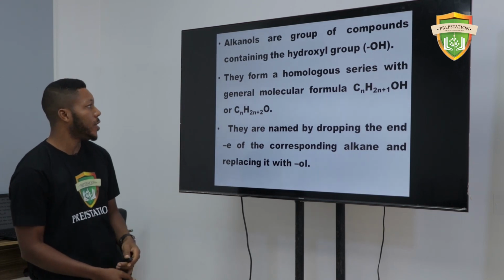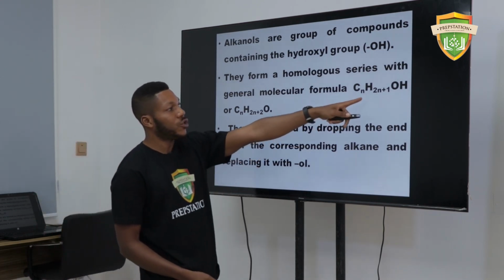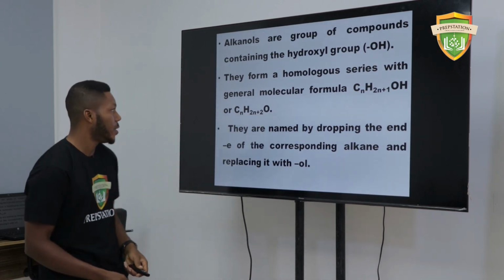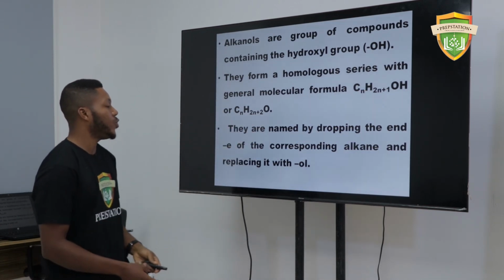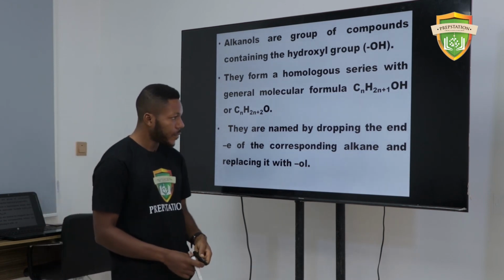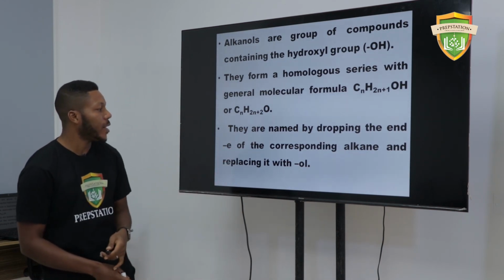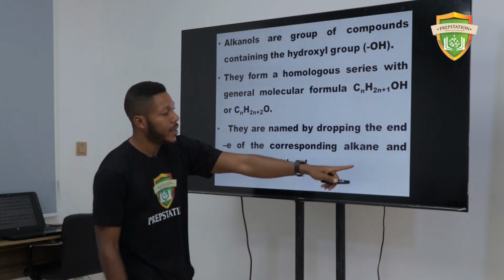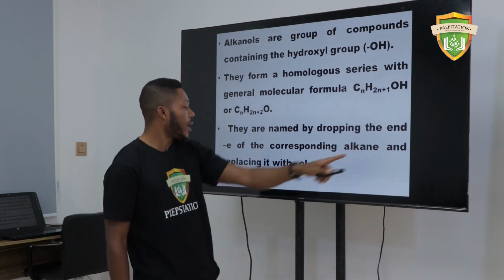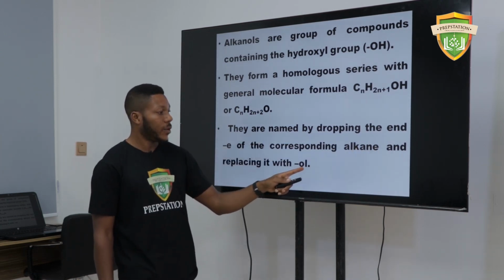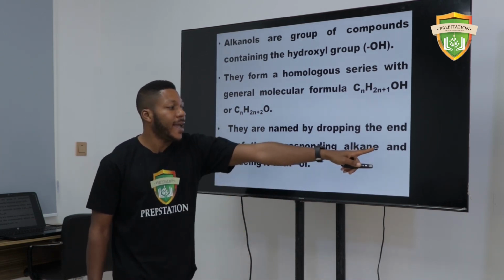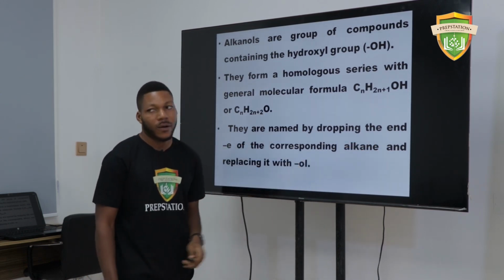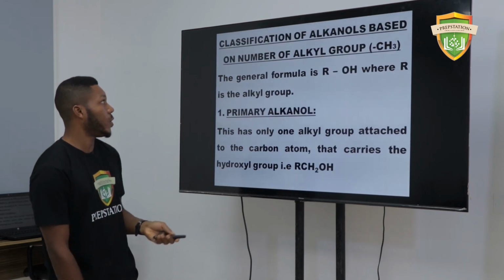They form a homologous series with general formula CnH2n+1OH. There must be OH to show that this is an alkanol. Or CnH2n+2O. They are named by dropping the ending E from the alkane. For example, alkane, if we drop this E and add OL, it gives us alkanol. So alkane, this one is gone, alkanol. So this is the parent of the alkanol members of the molecular series.